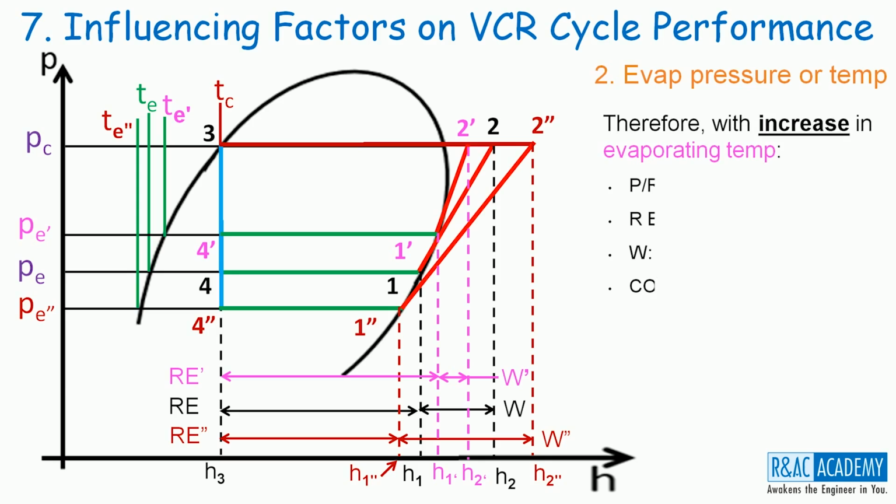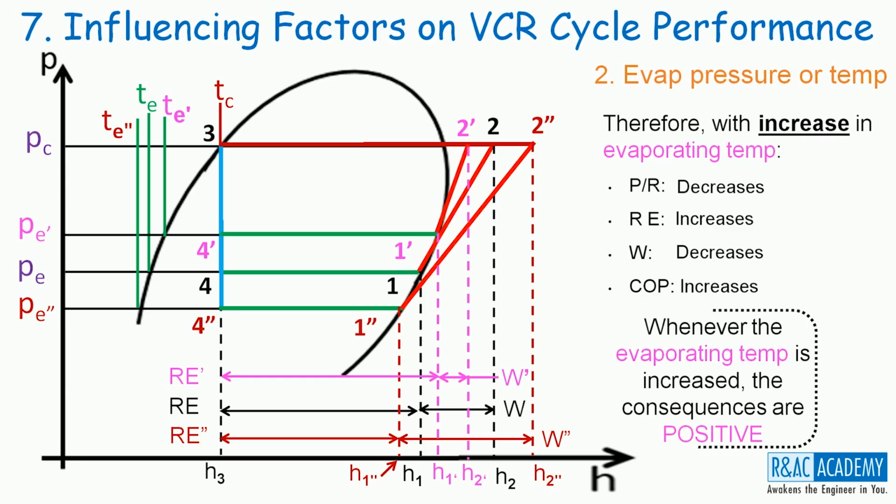Therefore, with increase in evaporating temperature, the pressure ratio decreases, refrigeration effect increases, work input decreases, COP increases. Hence, whenever the evaporating temperature is increased, the consequences are positive, or whenever the evaporator temperature is decreased, the consequences will be negative.